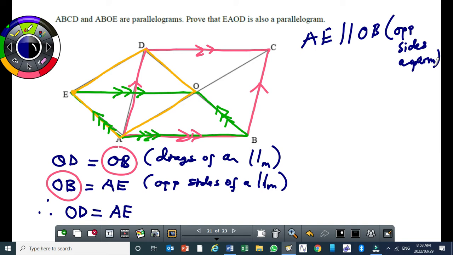Okay? AE is parallel to OB. That's based on opposite sides of the parallelogram. But OB is part of DB. Therefore, I can say AE is parallel to OD.